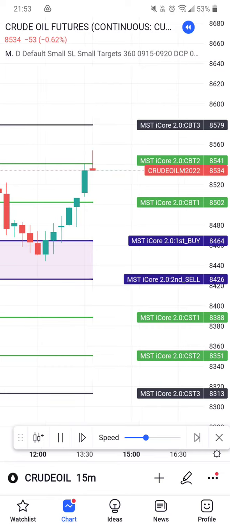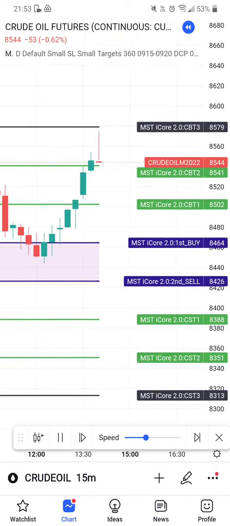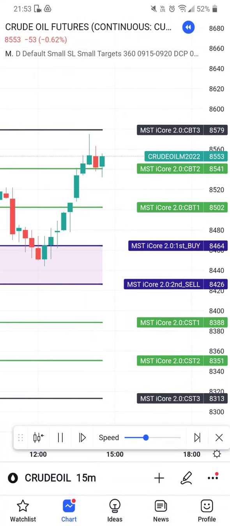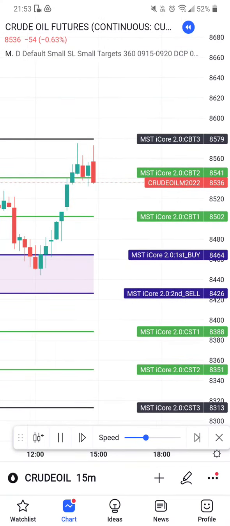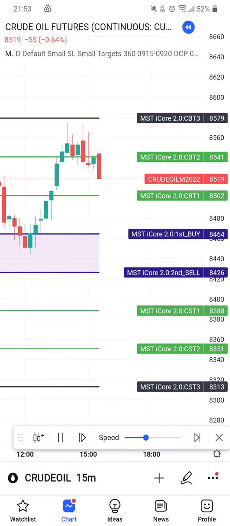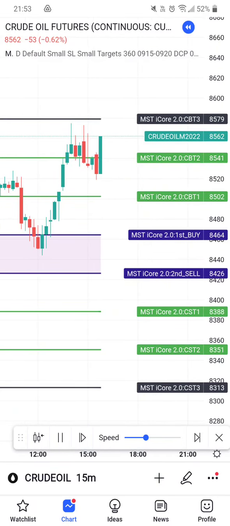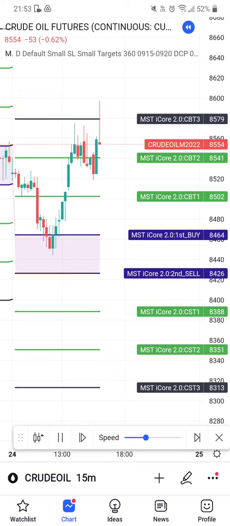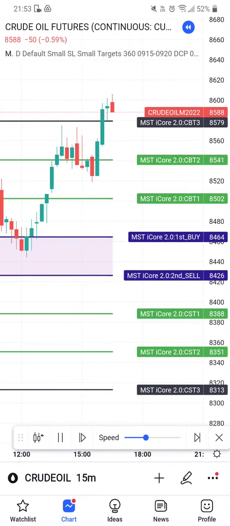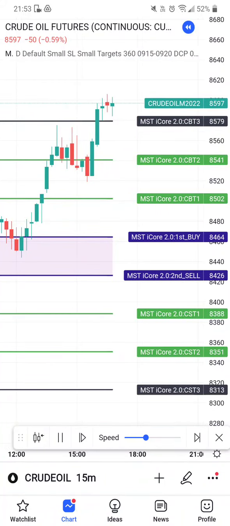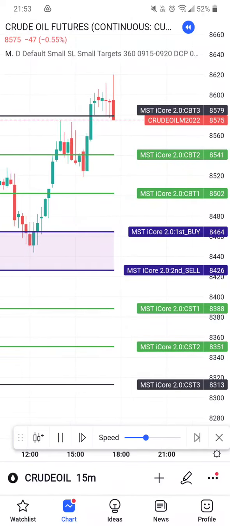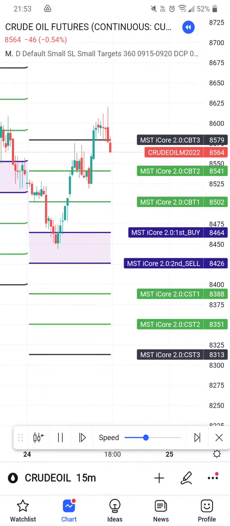It is going. Second target is also hit. It is nearing the third target. So let us see whether we are getting the third target or not. Nearing the third target, but it is coming down. So we missed the third target. Again, yeah. Now it is perfectly hit. Third target also hit. Third target also hit perfectly. See here, third target perfectly hit.